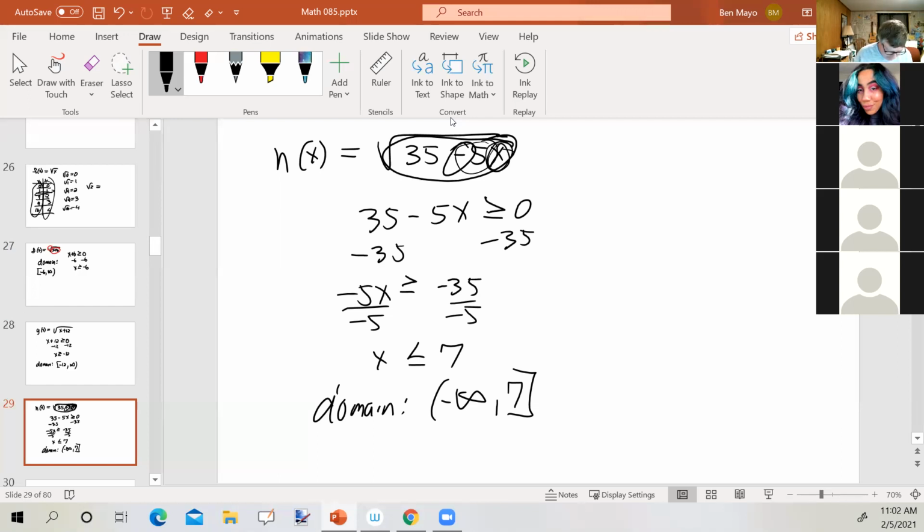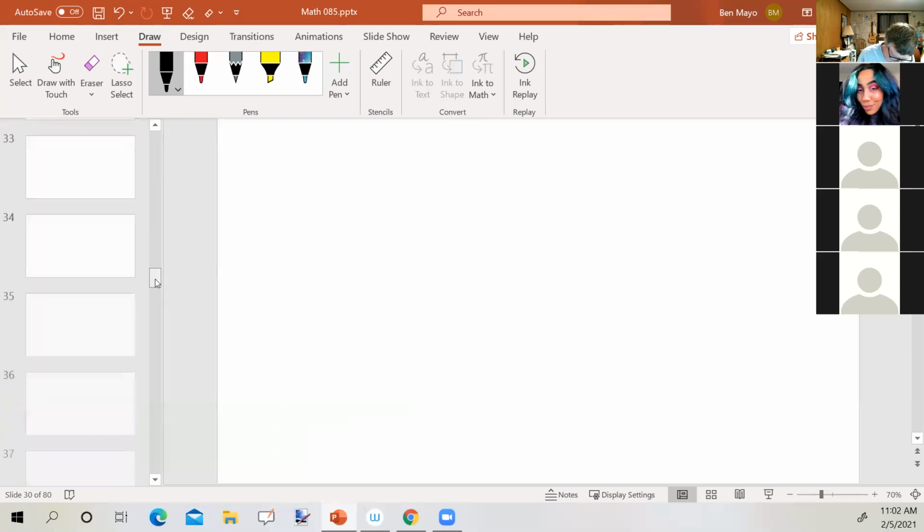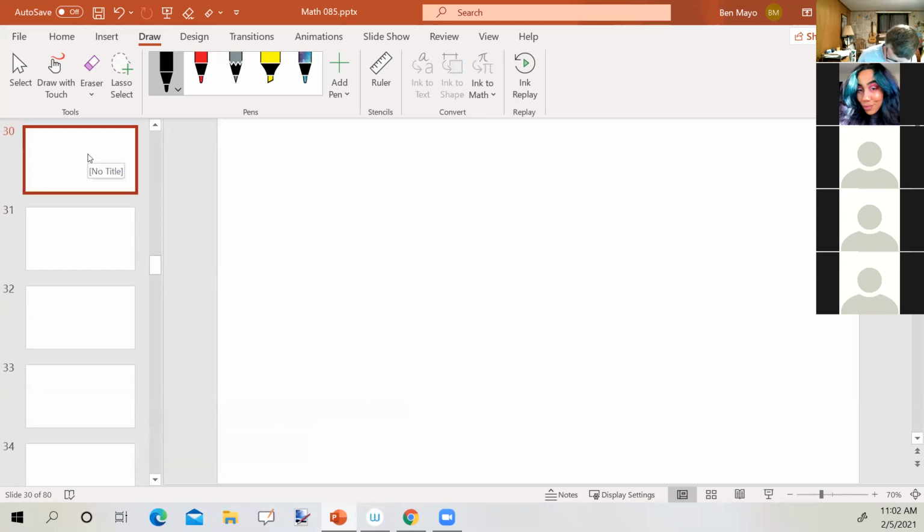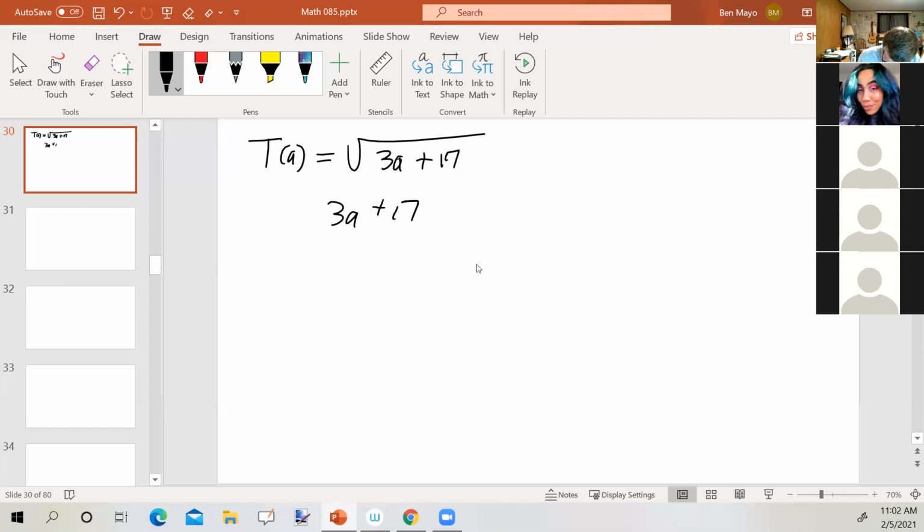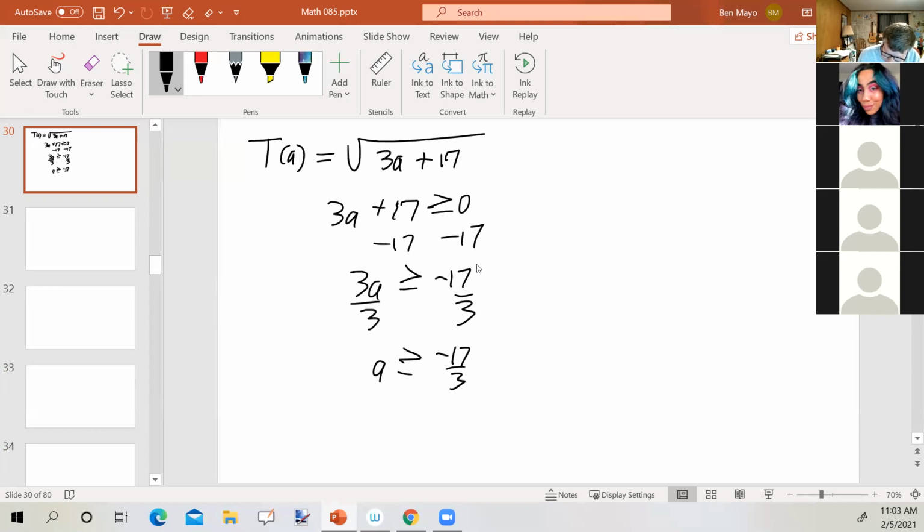All right. How about, let's see here, t of a equals the square root of 3a plus 17. Okay. So again, we're taking an even root. So 3a plus 17 has to be greater than or equal to 0. Subtract 17. 3a greater than or equal to -17. Divide by 3. a greater than or equal to -17/3.